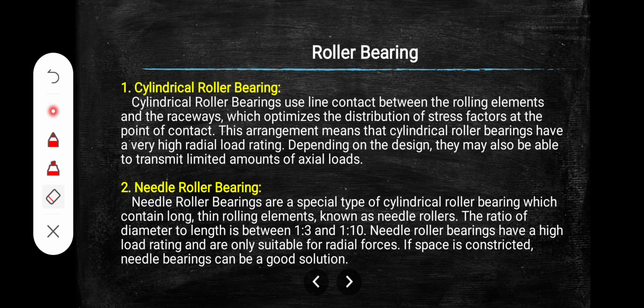Needle roller bearings are a special type of cylindrical roller bearing which contain long and thin rolling elements known as needle rollers. The ratio of diameter to length is between 1:3 and 1:10. In between that, needle roller bearings have a high radial load rating and are only suitable for radial forces. If space is constrained, needle bearing can be a good solution.